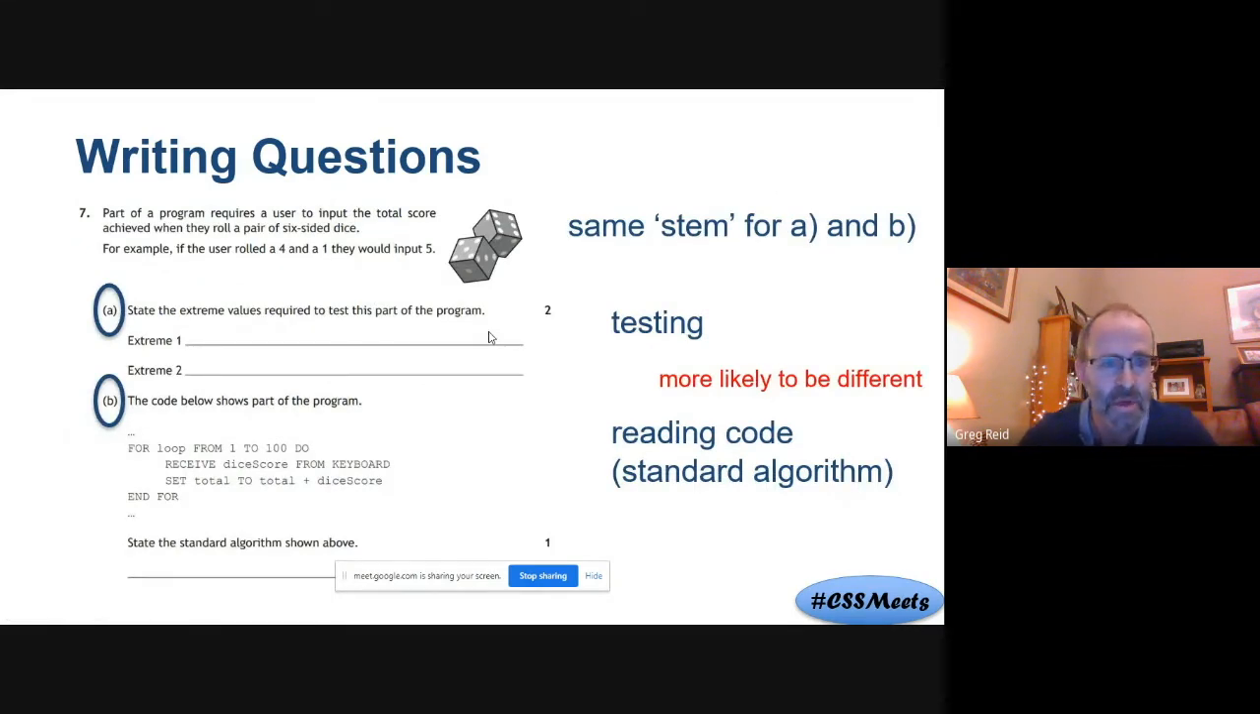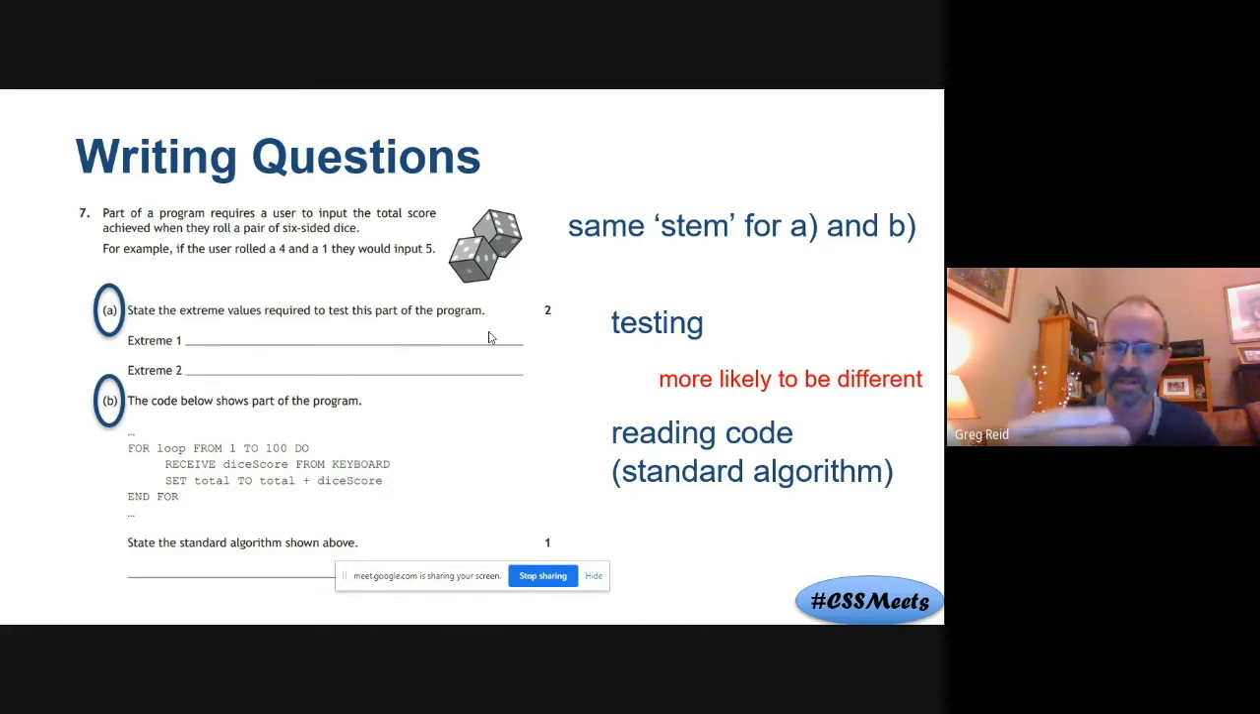This is something that we assume that everybody knows, and then you talk to a few people and they don't have a straight definition of it. So when we're writing questions, we talk about the stem. So the stem is the introduction up at the top of question 7 there. And then each of the questions below that, A, B, C, D, are questions about a different thing. So the first question there is about testing, and the second question there is about reading code.